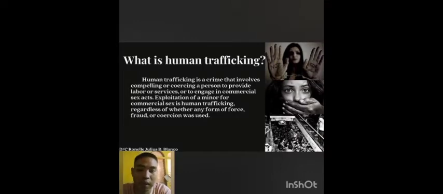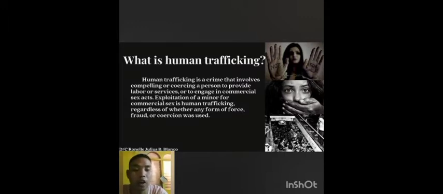What is human trafficking? Human trafficking, also known as trafficking in persons, is a crime that involves compelling or coercing a person to provide labor or service or to engage in a commercial sex act. The coercion can be subtle or overt, physical or psychological. Men, women, and children of all ages and from all backgrounds can become victims of this crime, which occurs in every region of the world.